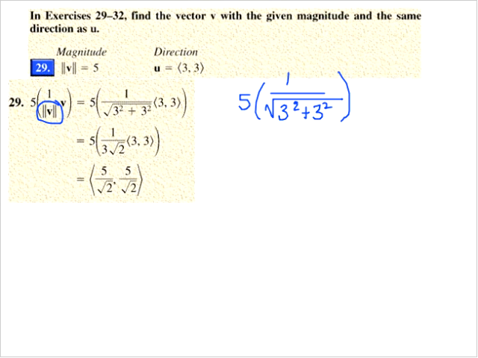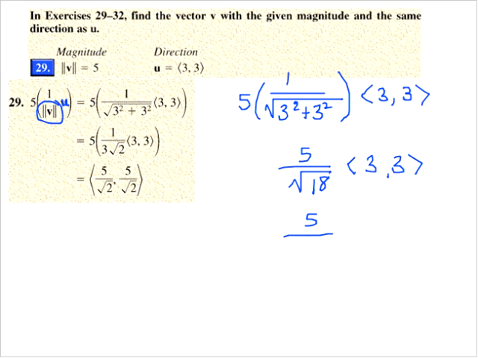And then we're going to multiply it by the direction. So this technically maybe should be a u here. So we have 5 over the square root of 18. And we're just going to simplify that square root of 18. So that is 3 times 2, or 9 times 2, so 3 square root 2.